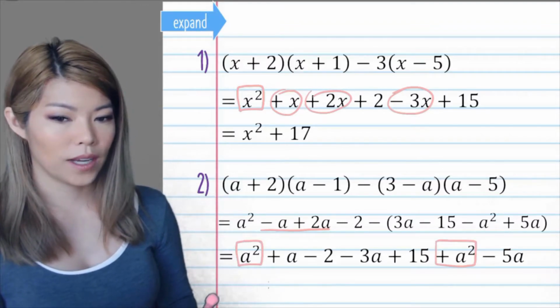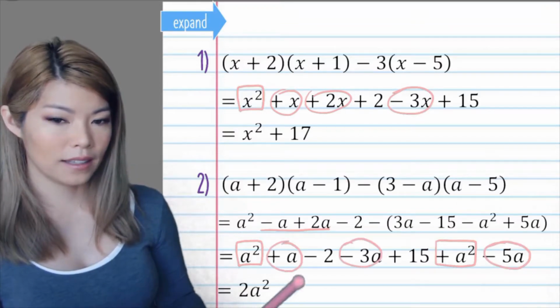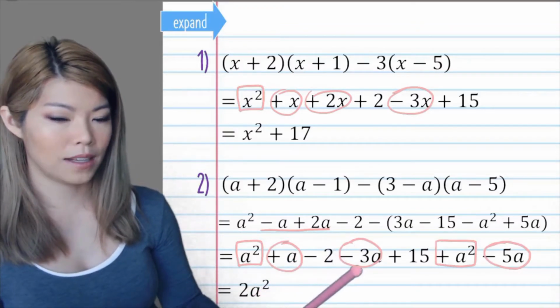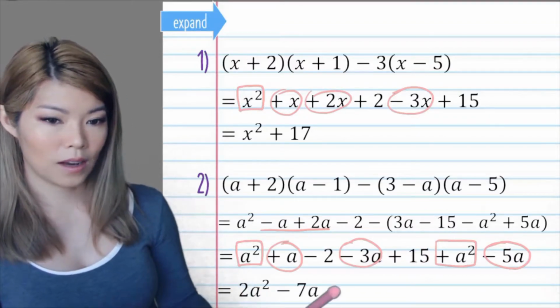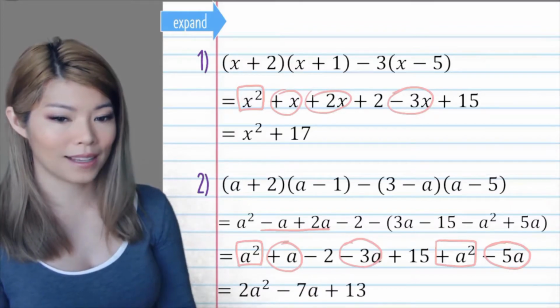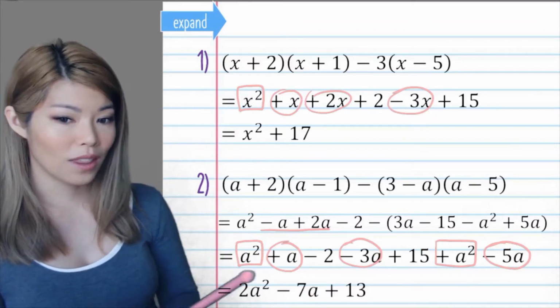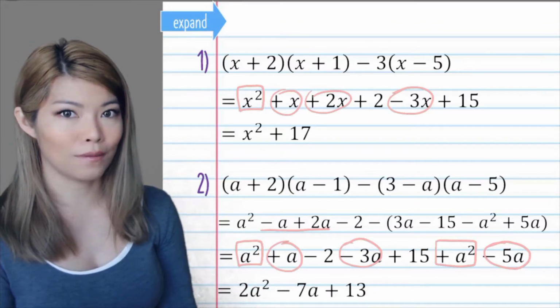So the a squares, there's 2 of them, so 2a squared. Look for the a's. We have 1 minus 3 is minus 2, minus 5 is minus 7a. And what do we have left over? 15 and minus 2. So 15 minus 2 is plus 13. So I hope you got that tip where you circle and square, and look how easy it is to calculate it and avoid silly mistakes.